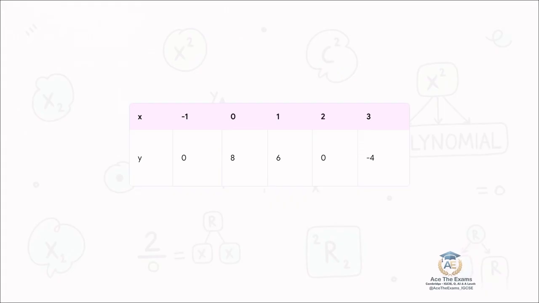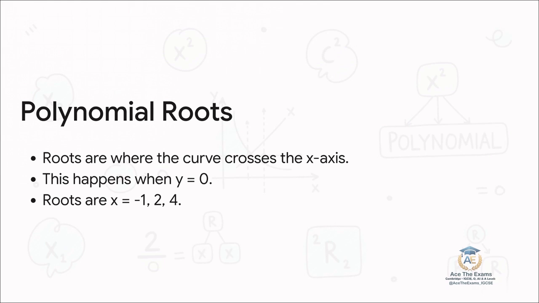They plot the coordinates on the axes and draw a smooth, continuous curve. No jagged straight lines between points. That's a classic mistake that loses marks instantly. And here is where the red pen marks transform into green check marks. The x-intercepts on your graph are exactly the same as the algebraic roots of your equation. When the y value is 0, those x values, -1, 2, and 4, are your roots.